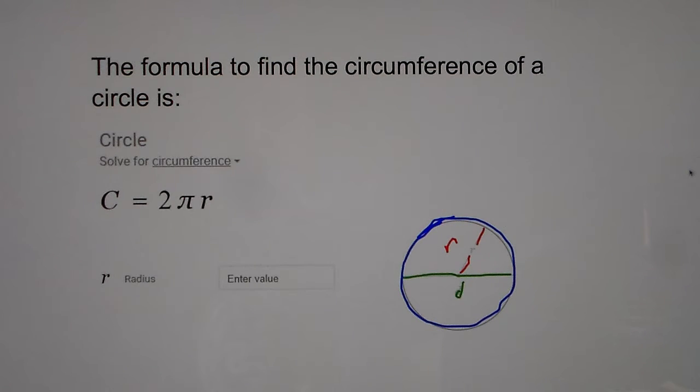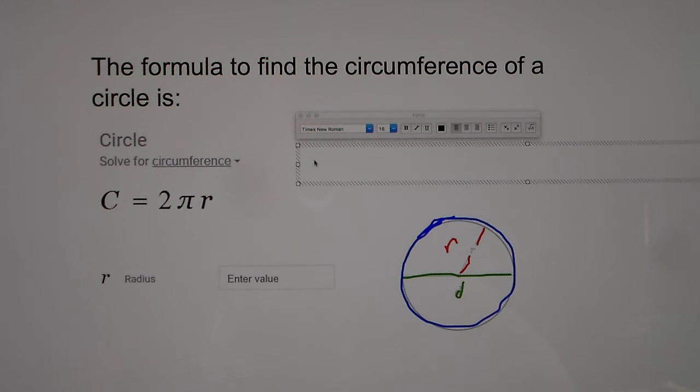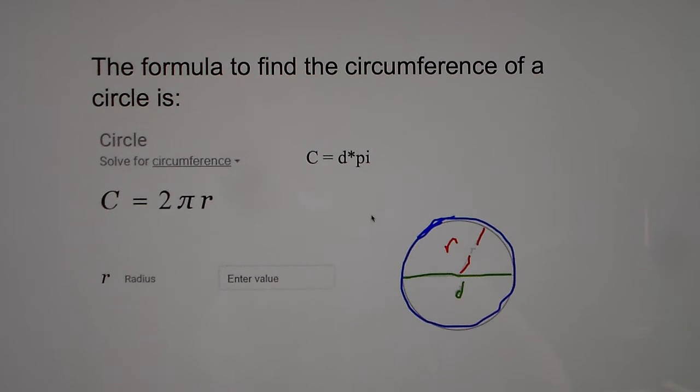The formula to find the circumference of a circle is this formula right here: C equals 2 times pi times r. All we need, if we want to find the circumference, is the radius. Do our radius times 2 times pi, and that will find us the circumference. Another formula is that the circumference is equal to the diameter times pi. So if they give you the diameter of the circle, you could just multiply the diameter times pi, and that would also get you the circumference.